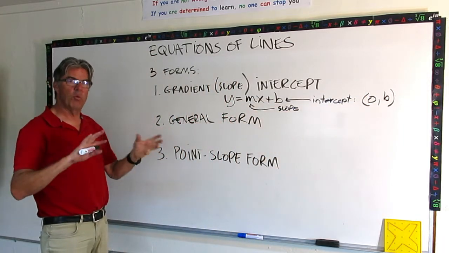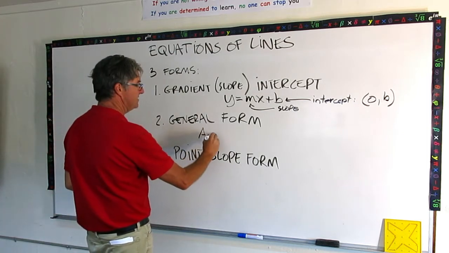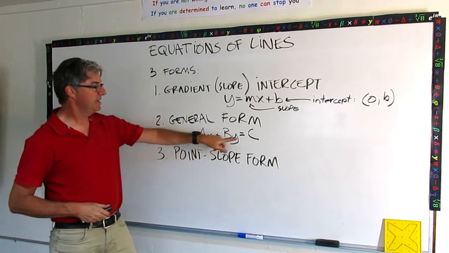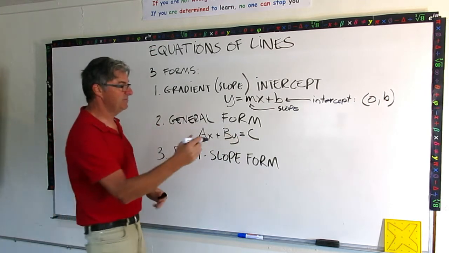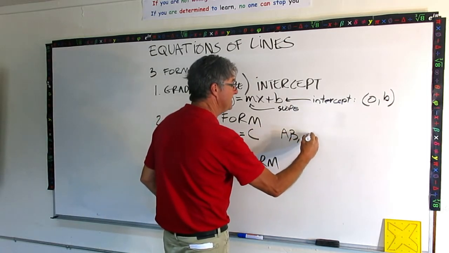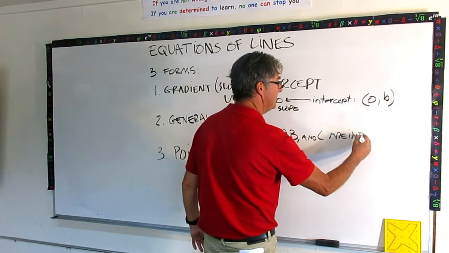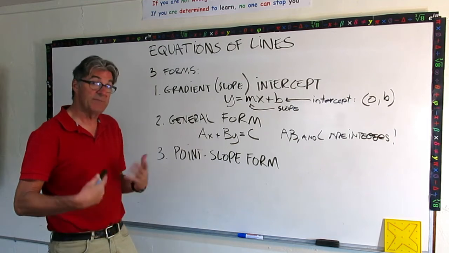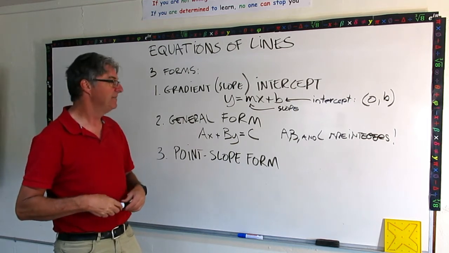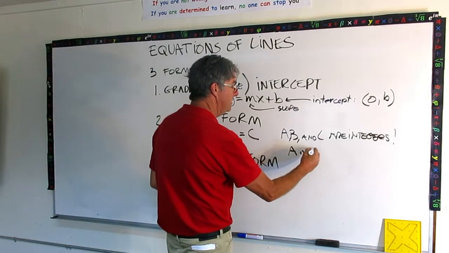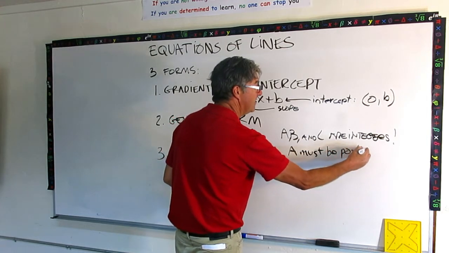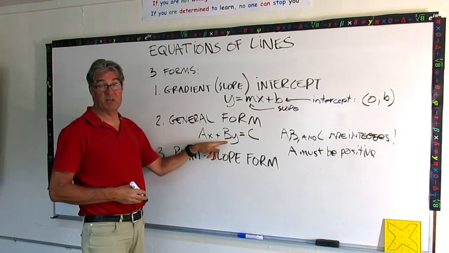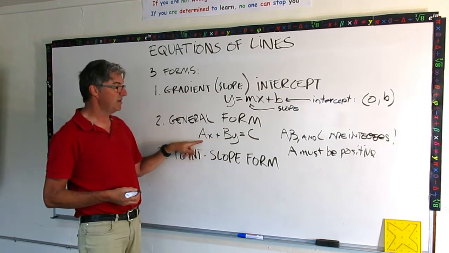Okay, general form is kind of the weirdest one. It looks like this: Ax plus By equals C. And I want you to notice a couple things. First off, I have big uppercase letters here. That signifies something. A, B, and C are integers. So that means no fractions. They have to be a 5 or a -7 or a positive 22 or something like that. They can't be fractions. No 4/5ths, 5/3, things like that. Also, the A term must be positive. B can be positive or negative just depending on the equation, but the A has to be a positive number. So that's general form.